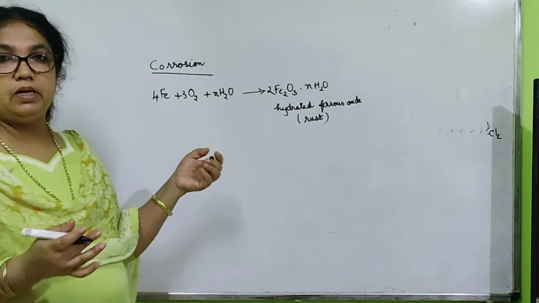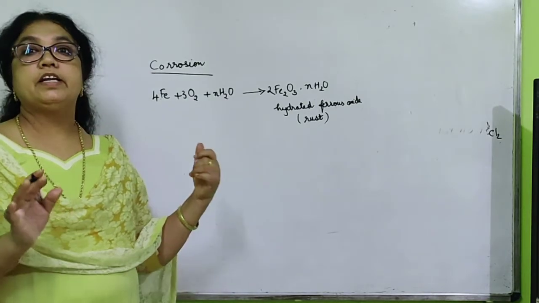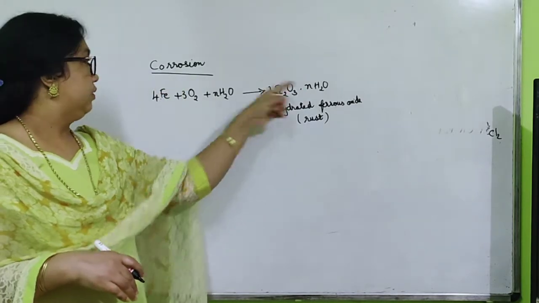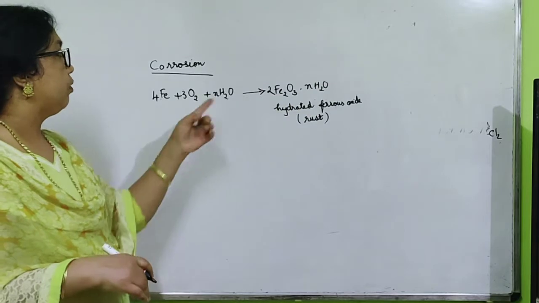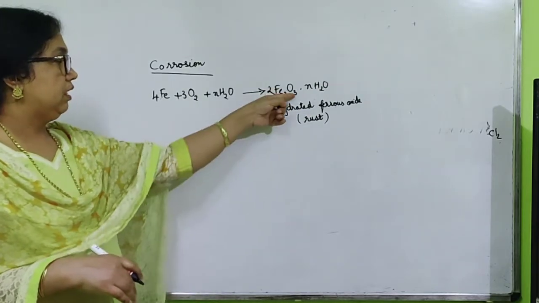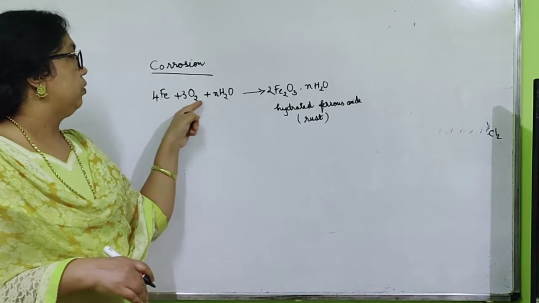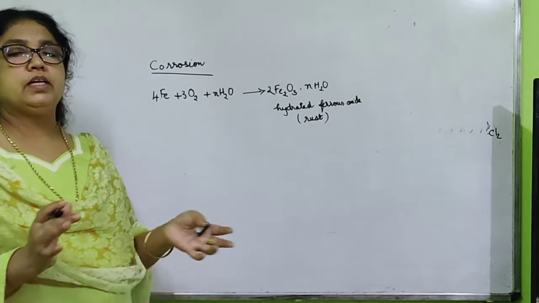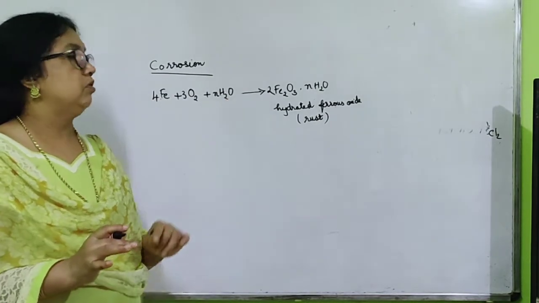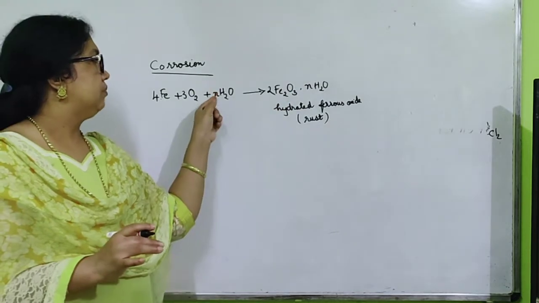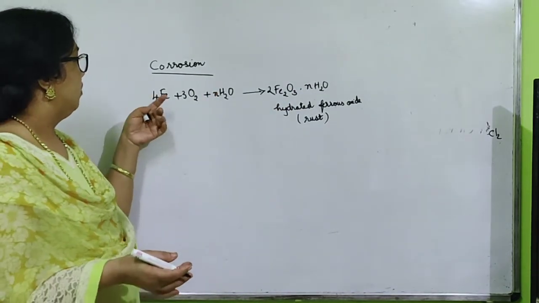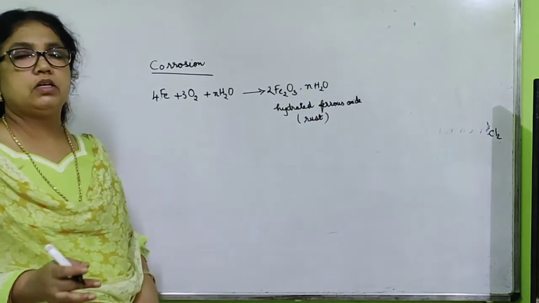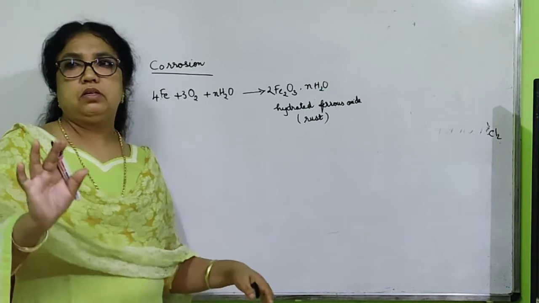For example, if iron metal is kept exposed, it reacts with oxygen in the presence of moisture to form rust. This is the balanced equation for the formation of hydrated rust: 4Fe plus 3O2 plus nH2O gives 2Fe2O3 nH2O. In some books, instead of n they write 2 also. Actually the number is not fixed, so nH2O is the correct one. Or sometimes in place of n you can write x also: 4Fe plus 3O2 plus xH2O gives 2Fe2O3 xH2O. You can write any; no problem. The moisture number is not fixed.